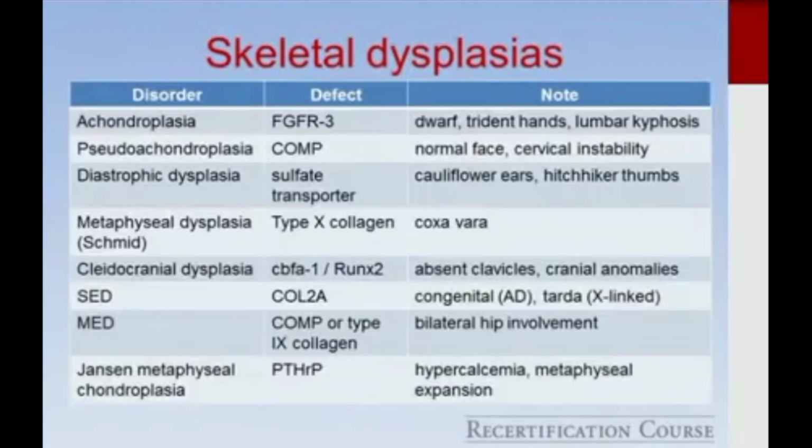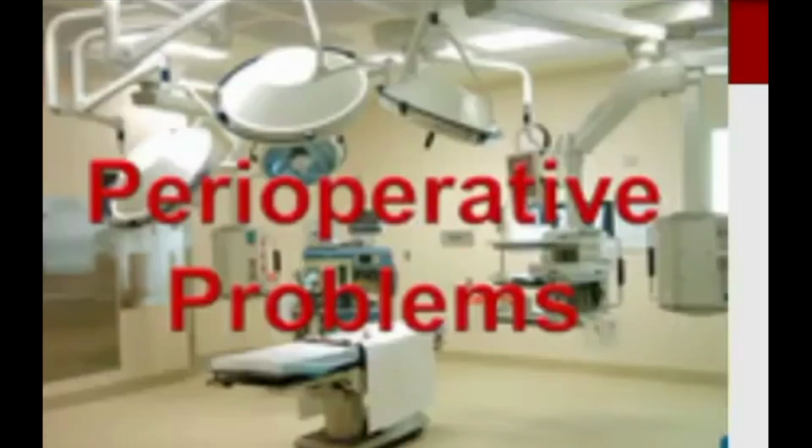This is a table of the skeletal dysplasias we discussed. I think it's important when you're trying to study for these tests that you make tables like this so that you can include the disorder, the defect, and the clinical manifestation. These are very commonly tested, and if you can memorize some of these defects and some of the manifestations, you can get questions right because of that.